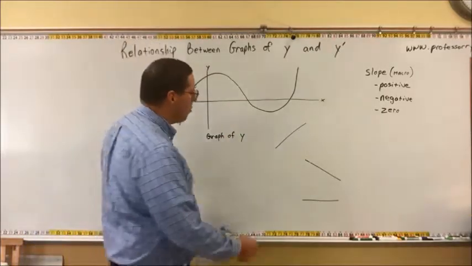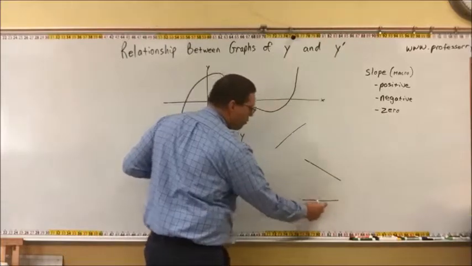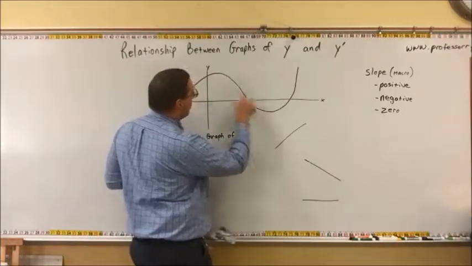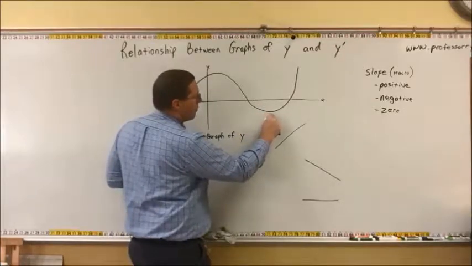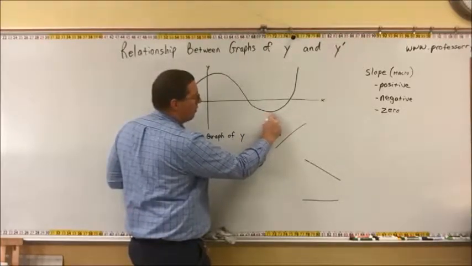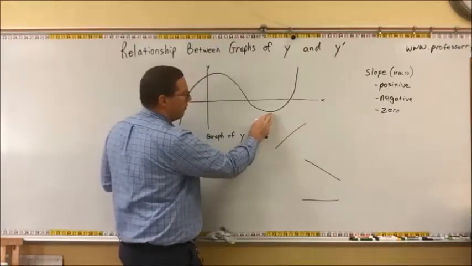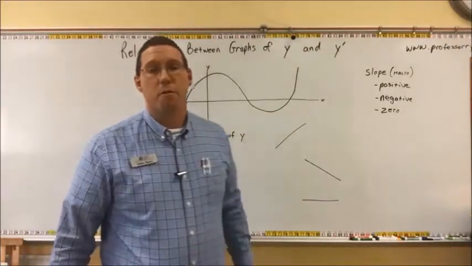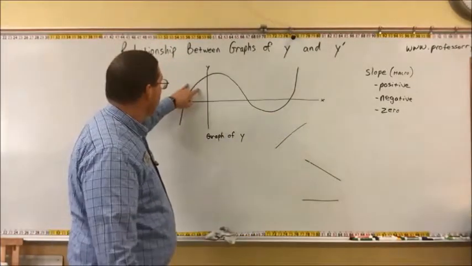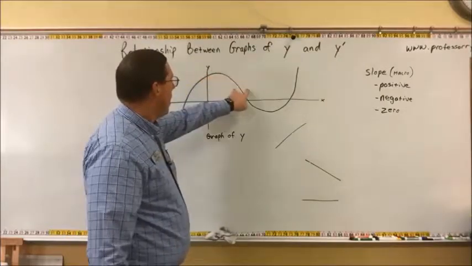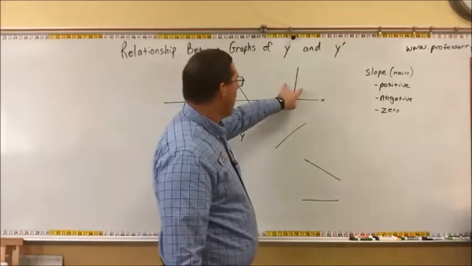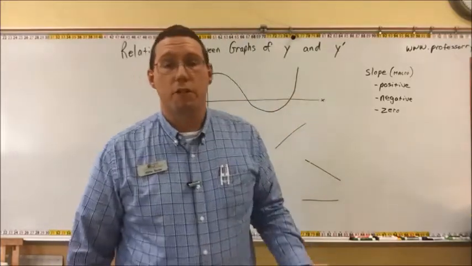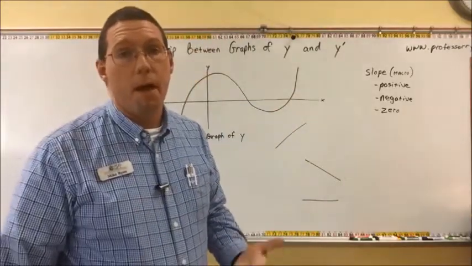But then there are also the places where the graph is traveling sideways, and that's usually at the bottoms and the tops of these hills and valleys. Here, at that point, the graph is not traveling up or down, it's basically just flat sideways, and so it has a slope of 0. So we have a positive slope, a 0 slope, and a negative slope. That's the first thing that you have to understand about graphs.